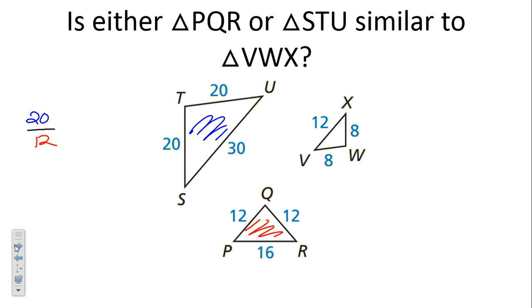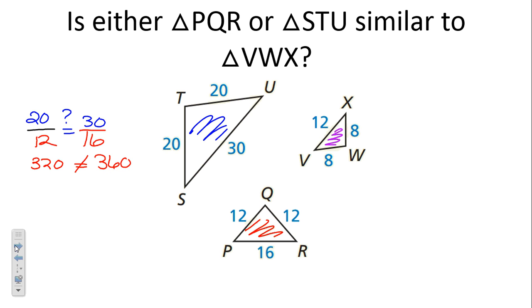Okay, so now we want to check. Does 20 over 12 equal 30 over 16? So cross multiply, do we get the same result? No, because 320 is not equal to 360, right? So you're right. Your instincts were absolutely right. Okay? So we know blue and red do not go together. So let's check out which one do you suspect does? Okay, so big and small.